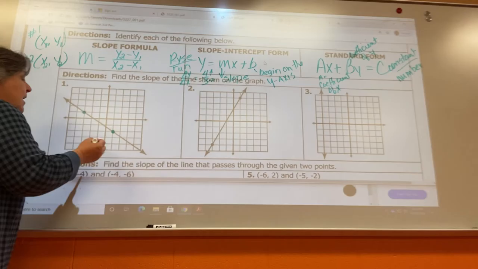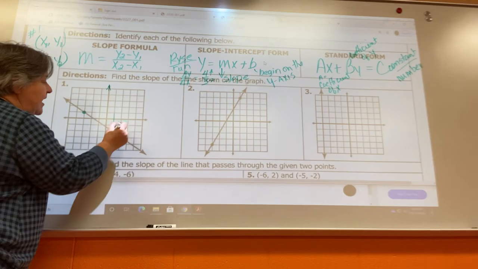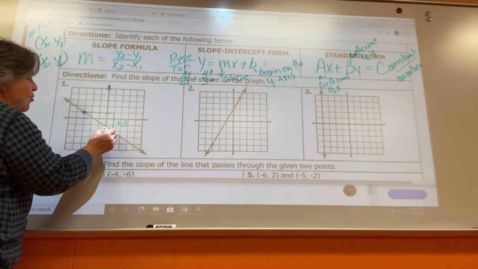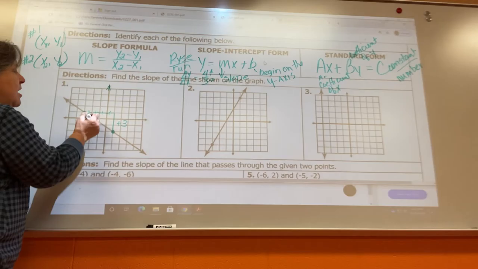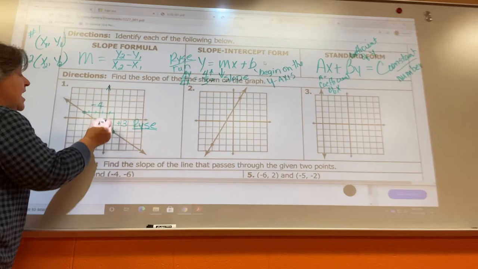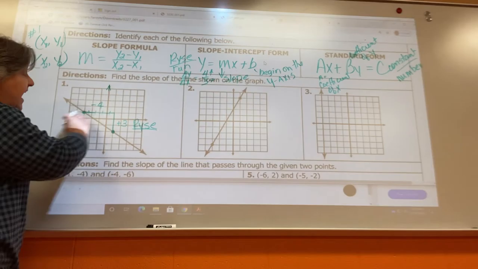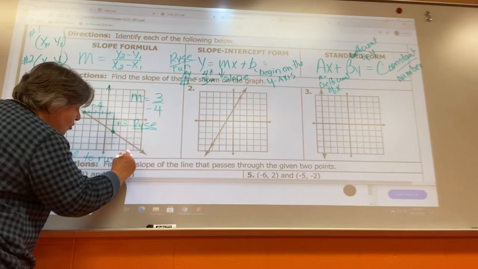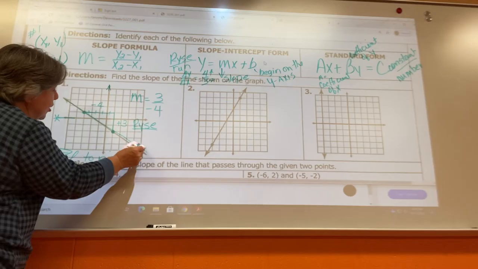Then down here on the far end, we have the standard form of a linear equation. Standard form is going to be ax plus by equals c. All that is, a equals the coefficient of x. That just means it's the number in front of x. And b is the coefficient of y, and c is the constant. And the constant is just the number.